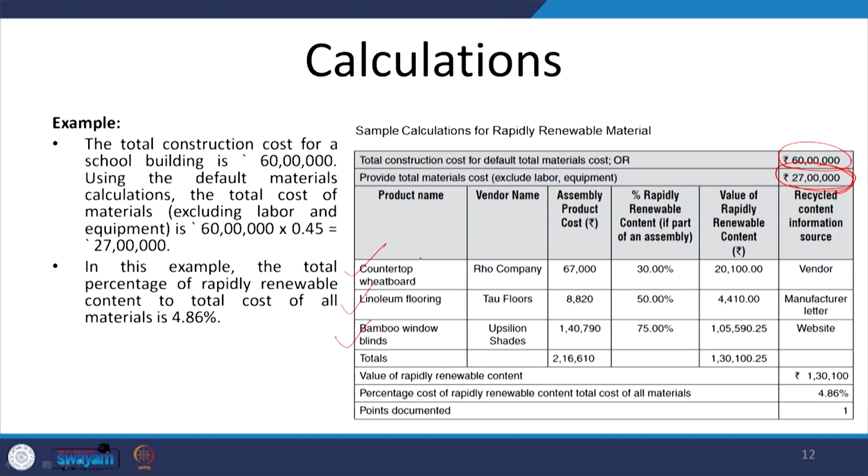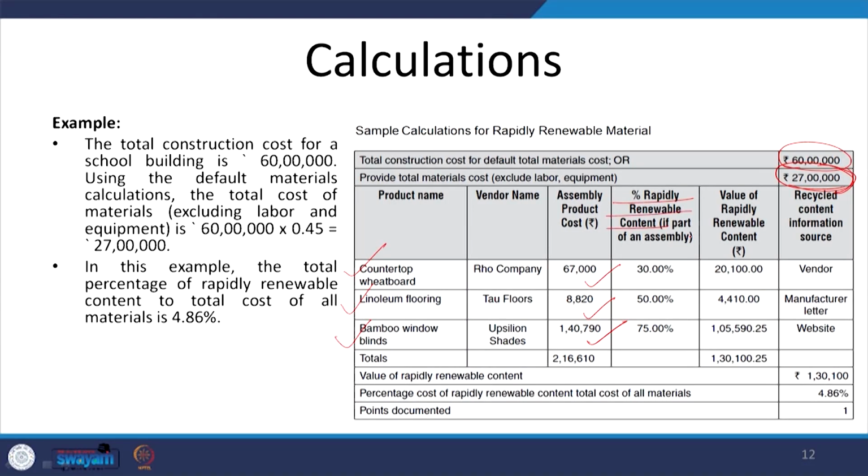So, we will calculate the quantities of these and we will also calculate the total cost of each of these materials. If it is an assembly, right now I was talking about only material, but suppose it is an assembly, for example, a window, where there is also some part which is made out of rapidly renewable material, for example, bamboo, and some other part which is, say, steel, which is for reinforcement, or some other assembly combination. So, we will only be calculating the rapidly renewable content as part of the assembly. So, if 30% is rapidly renewable content out of the countertop wheat board, the total value will be 30% of the value of the material assembly.